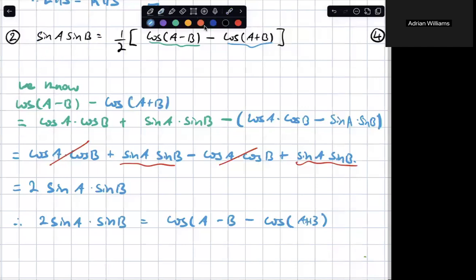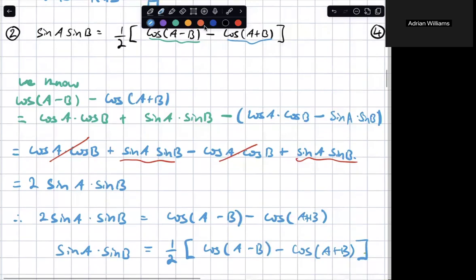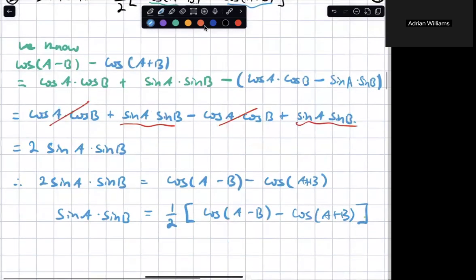Okay, I'm going to multiply both sides by a half, or divide the other side by 2, however you want to phrase it, and we're going to have exactly what we were after from our original statement that we were required to go and prove. So we've proven that the left-hand side is equal to the right-hand side, and then Bob's your uncle.